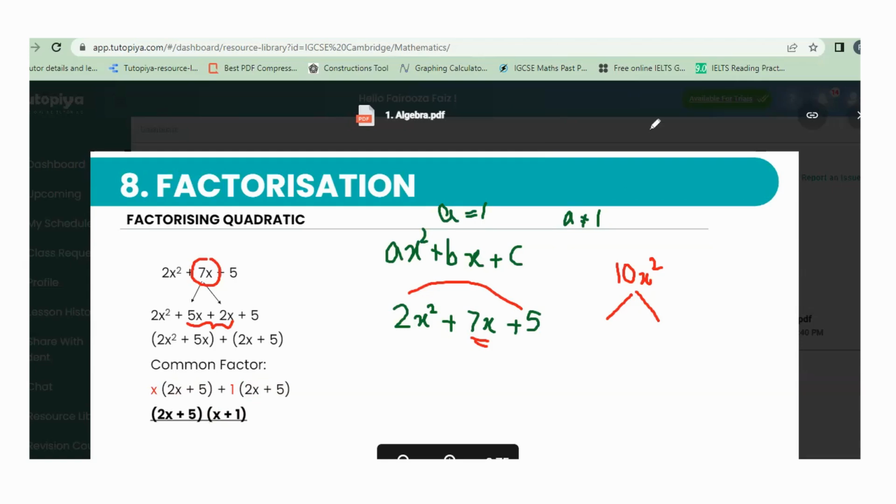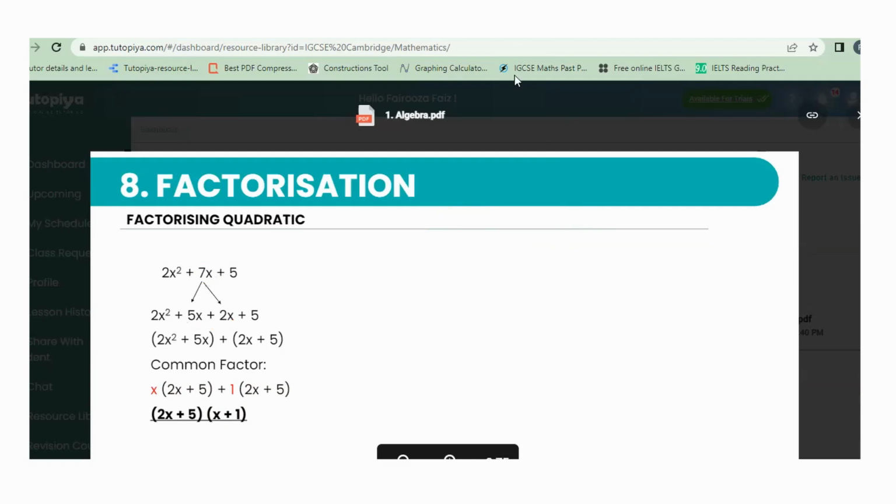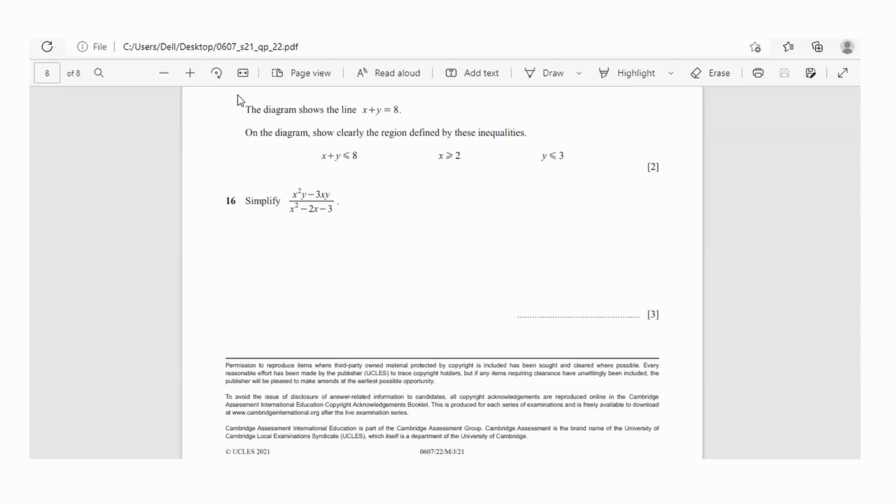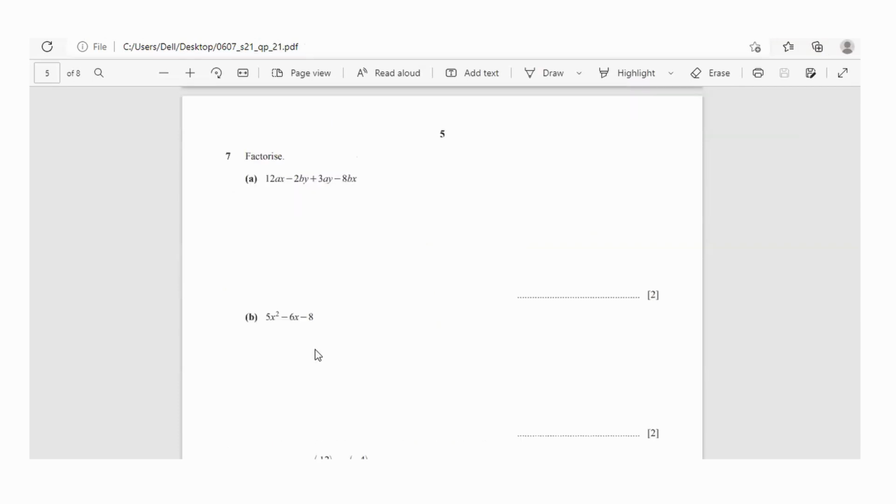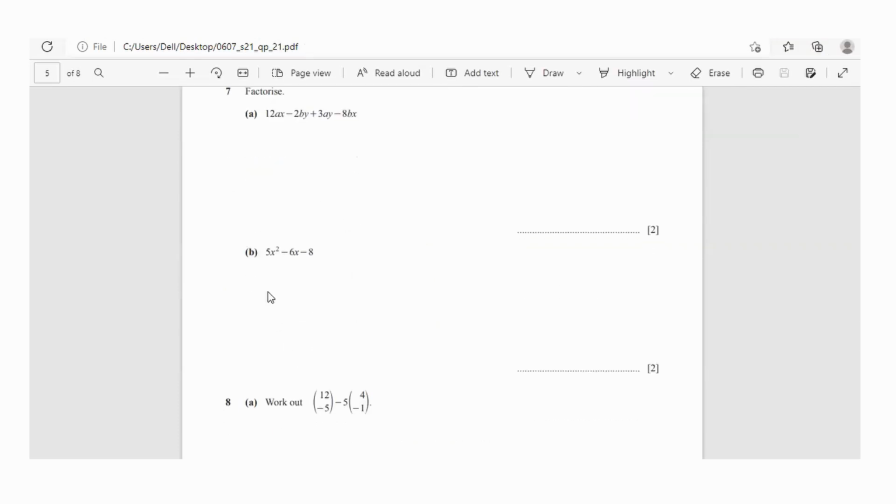Right, I hope that's a no. Can we do one more example? Yes, sure, we can. Let us do it using a past paper question. I think that would help. So I'm going back to the past papers. We did this question, so I'm moving to this one. Can you see this here? 5x squared minus 6x minus 8.